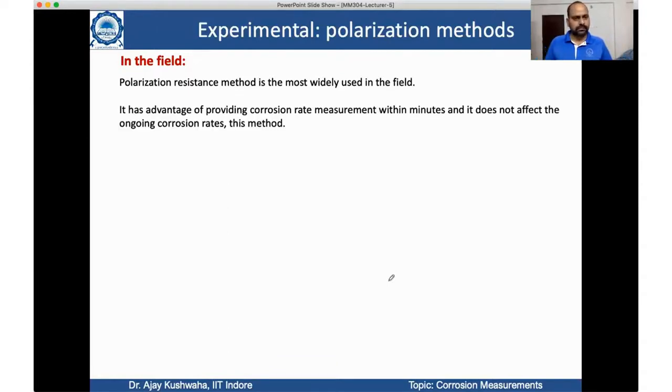rate. Providing a corrosion rate measurement within a minute means the measurement setup is very fast, very quick, and it does not affect the ongoing corrosion rate. Here we apply a very small amount of current to produce the polarization, so it is not going to have any adverse effect on the existing corrosion rate. So the material is not going to degrade due to the corrosion measurement. This is a kind of least invasive method which is not going to impact the material's corrosion behavior.